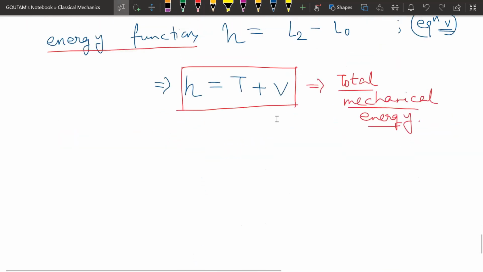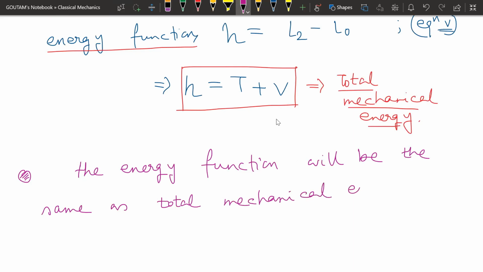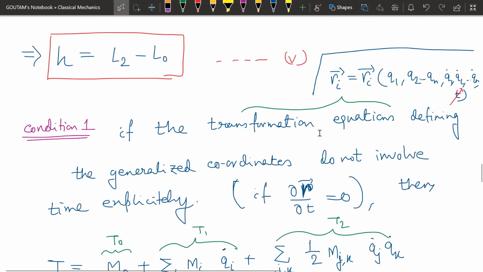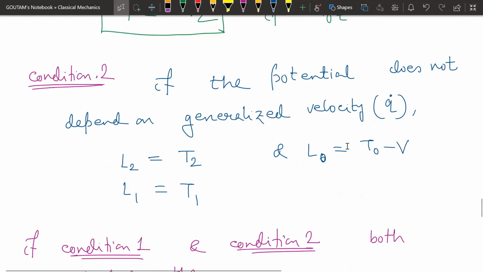So what we derived is a very important result. It says that the energy function will be the same as the total mechanical energy of the system if condition 1 and condition 2 both are satisfied. That means if the transformation equations defining the generalized coordinates do not involve time explicitly, and if the potential does not depend on generalized velocity.